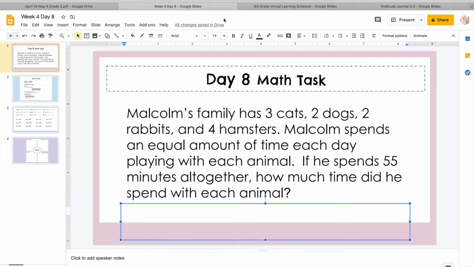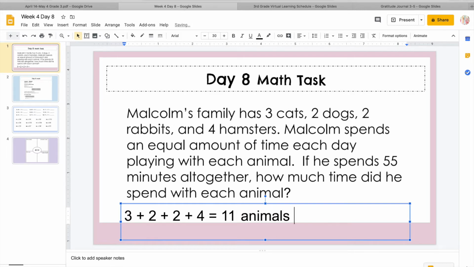So I know, let me make this a little bit bigger so we can see this better. I know he has 3 cats, plus 2 dogs, plus 2 rabbits, and 4 hamsters. Okay? So if we add this, let's put 3 in our head. We're going to add 2, 4, 5. Add 2, 6, 7. And add 4, 8, 9, 10, 11. So I know he has 11 animals.